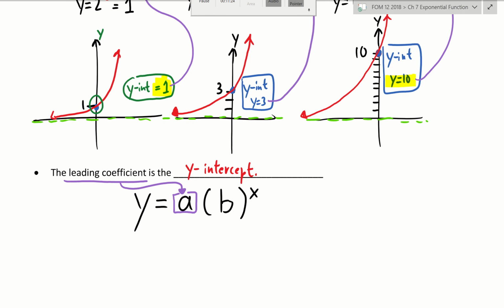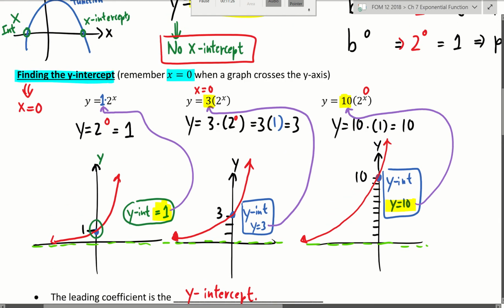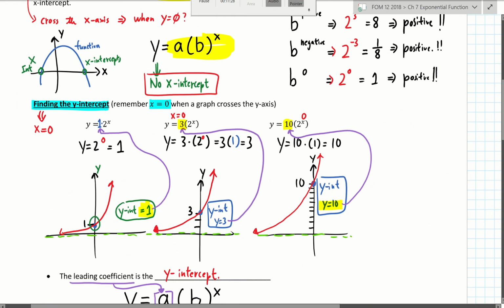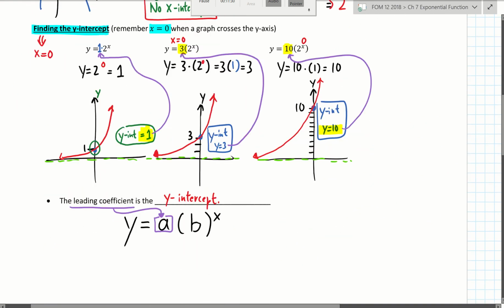So the only thing we need to learn to actually draw this kind of function, no matter what a and b numbers they give us, is to figure out if it's decreasing or increasing. Right? Once we know that, once we know it's increasing or decreasing, that's it. That's everything that we need to know about the function. So what about that increasing and decreasing thing?